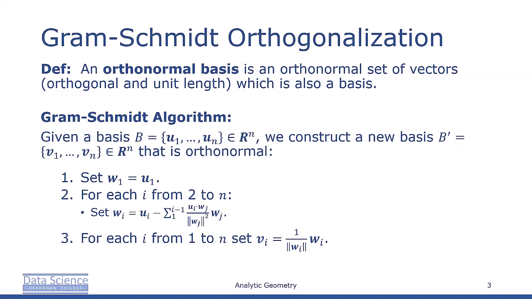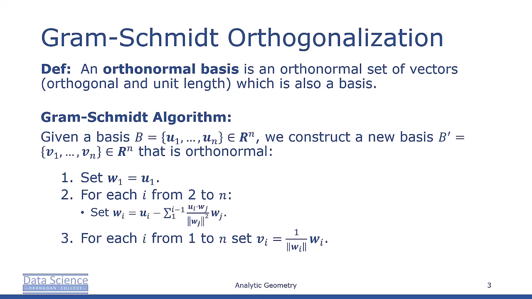So what we're going to try to do is take the basis vectors in set B, the u1 through un, and construct a new basis, B prime, consisting of some vectors v1 through vn, where all the v's are orthonormal. We're going to do this through another set of vectors called w's. So we begin by setting w1 equal to u1.